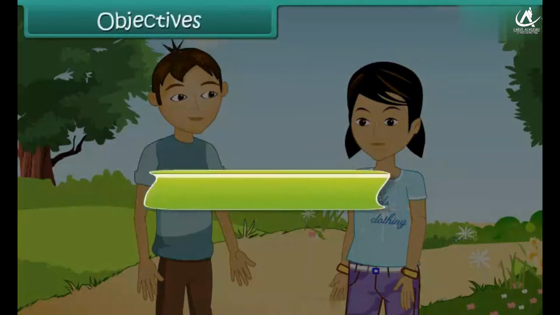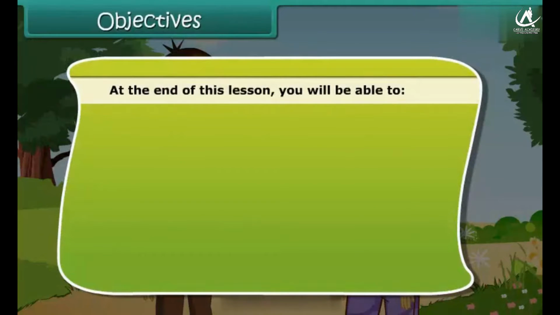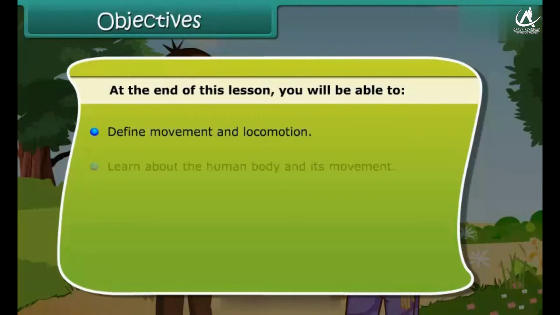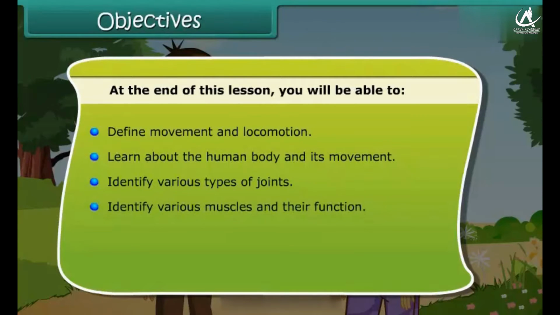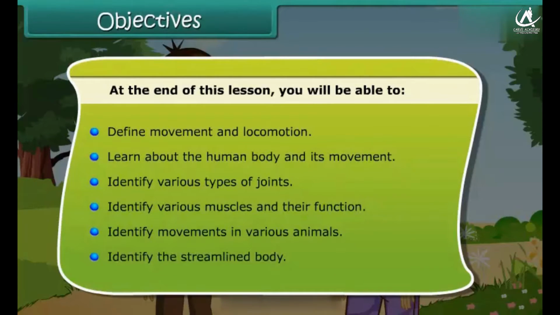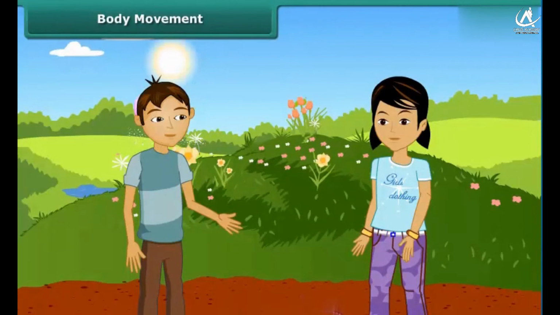Objectives. At the end of this lesson, you will be able to define movement and locomotion, learn about the human body and its movement, identify various types of joints, identify various muscles and their function, identify movements in various animals, identify the streamlined body.